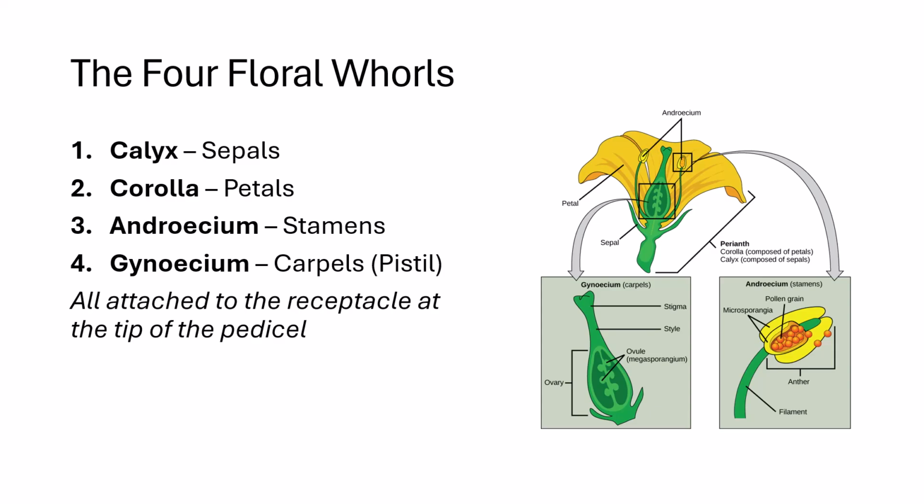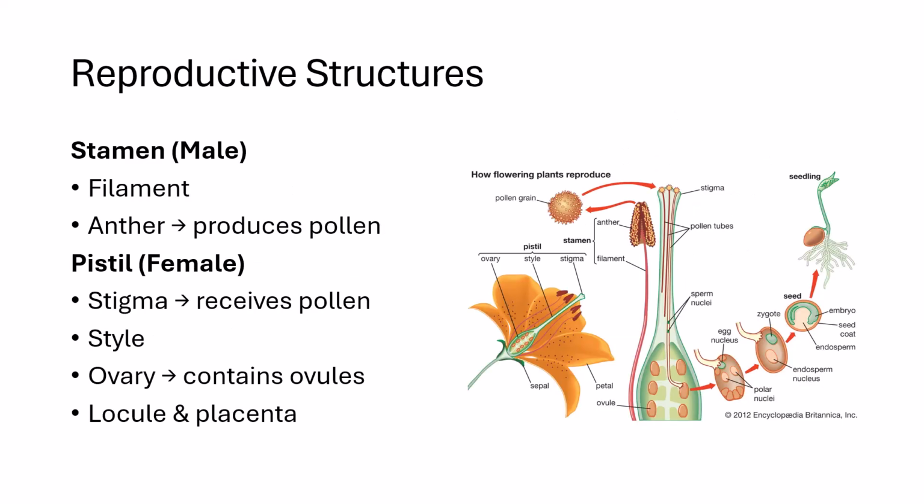Finally, at the center is the gynoecium, composed of carpels. Carpels are modified leaves that enclose ovules. Collectively, carpels form the pistil, which includes the stigma, style, and ovary. All of these structures are attached to the receptacle, which sits at the tip of the flower stalk or pedicel. As we dissect flowers today, I want you to think of these parts as modified leaves arranged in a highly organized reproductive system. Let's focus more closely on the reproductive structures.